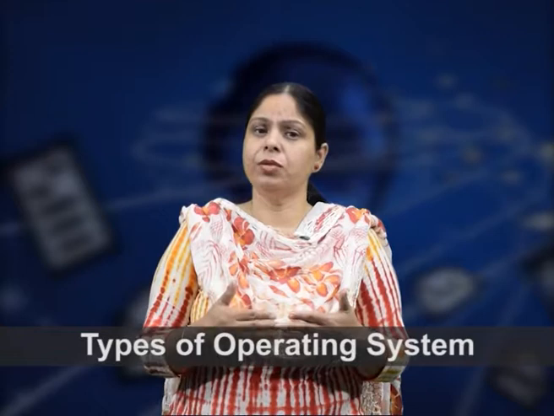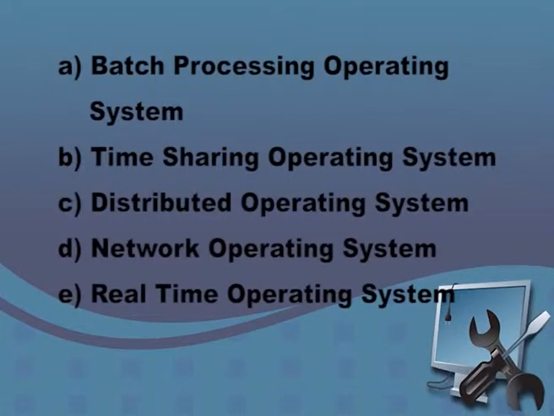Now, let us come to the types of operating system. Operating systems can be categorized into the following types. The first one is the batch processing operating system, then the time sharing operating system, the distributed operating system, then the network operating system, then the real time operating system. Let us discuss each category one by one.